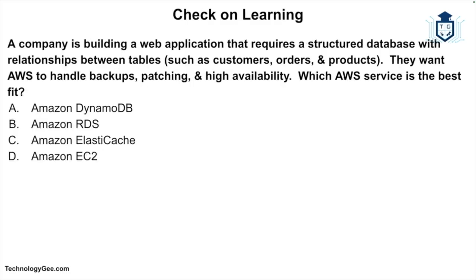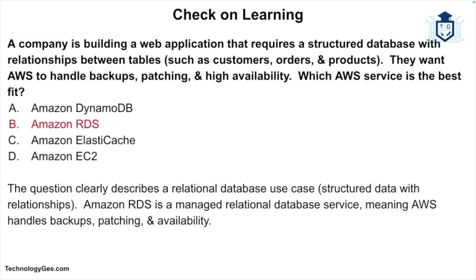All right, so with that being said, let's do some check on learning. Our first question is, a company is building a web application that requires a structured database with relationships between tables such as customers, orders, and products. And they want AWS to handle backups, patching, and high availability. Which AWS service is the best fit? Is it Amazon DynamoDB, RDS, ElastiCache, or EC2?